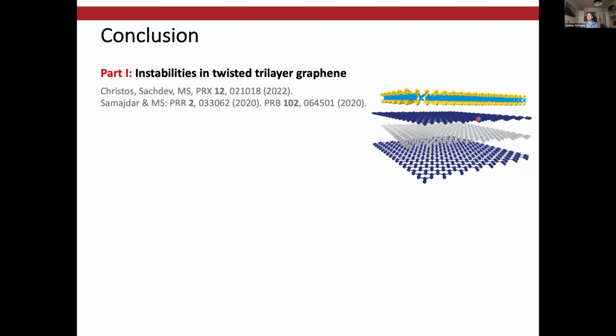So let me briefly summarize the talk. In the first part of the talk, I discussed some recent theory work on trilayer graphene, which gave us some understanding of what the candidate orders at the very least are, and was also motivation to look into the diode effect carefully in the first place.